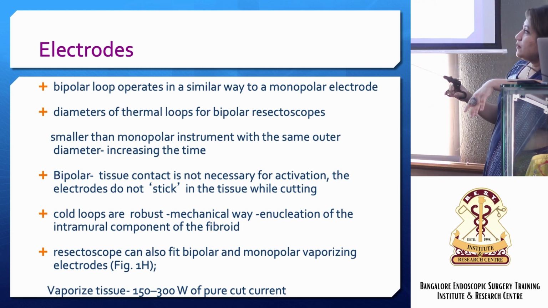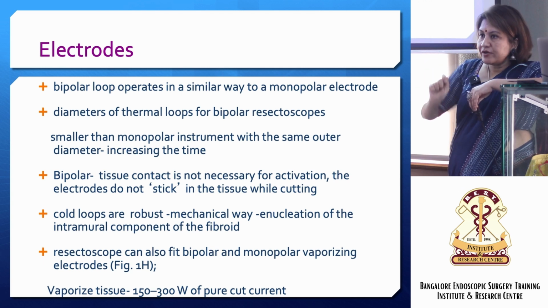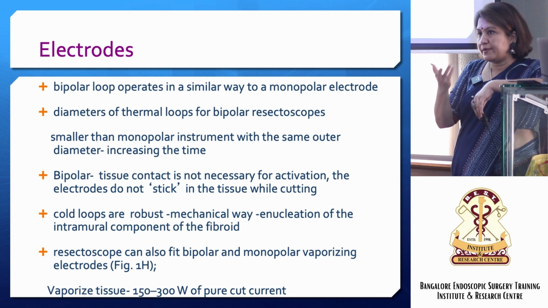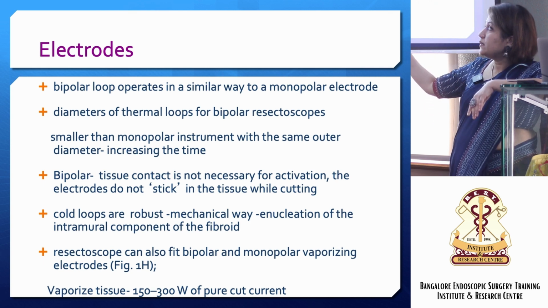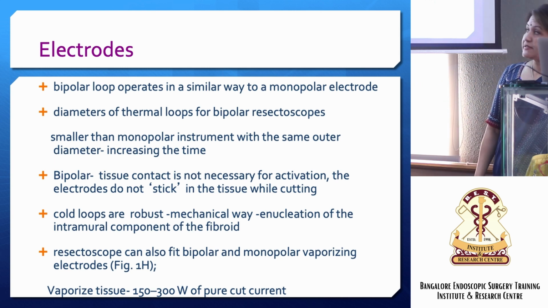Now the other thing that was mentioned theoretically is cold loops. They are loops, but they are much more rigid. With the current electrode loop, if you try to dissect the myoma, it's going to break the loop. So there were cold loops available. Again, it's not available in the market. What's available is the monopolar and the bipolar system.